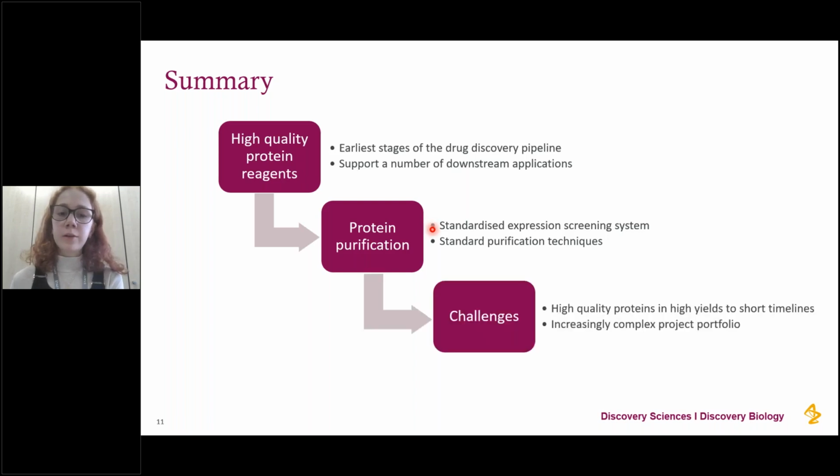And we use standard purification techniques to purify our proteins. And then our workflow faces a number of challenges, particularly as we have to produce high quality proteins in high yields to short timelines. And we are faced with an increasingly complex project portfolio.